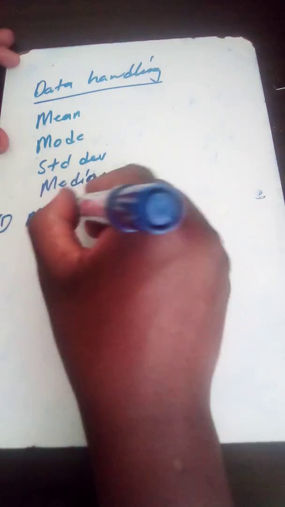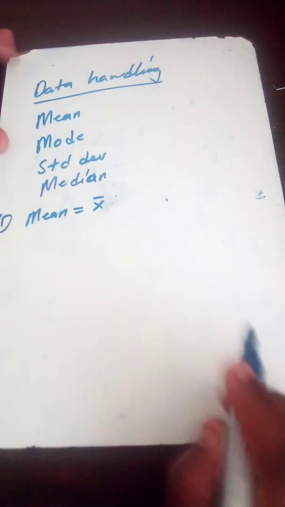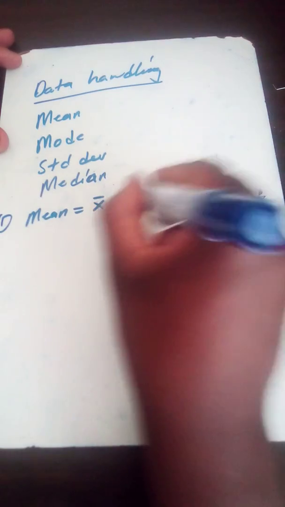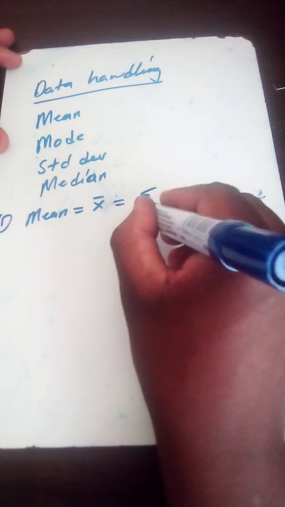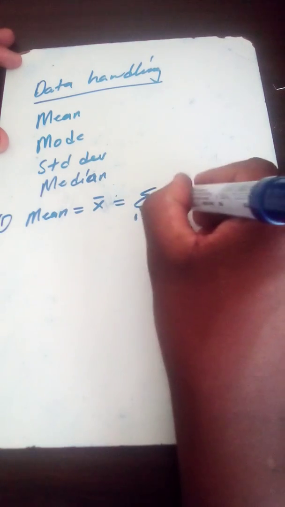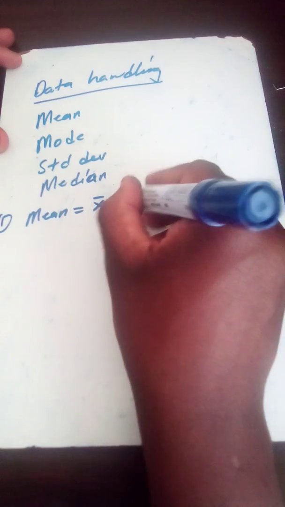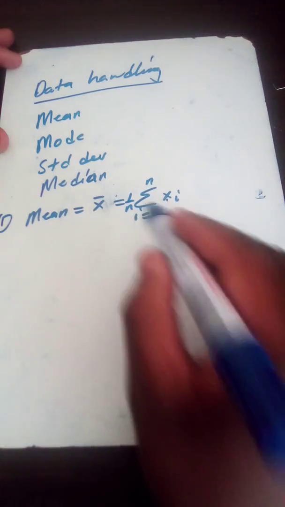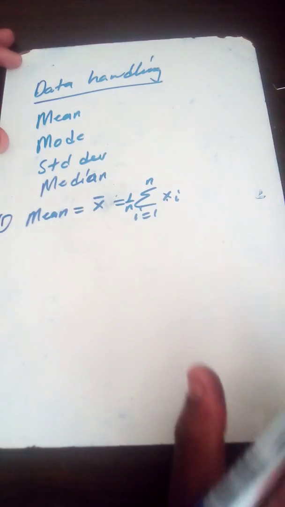The mean is represented by x bar in your calculator, and this x bar means the sum from i equals 1 to n of xi, multiplied by 1 over n, where n is the total number.